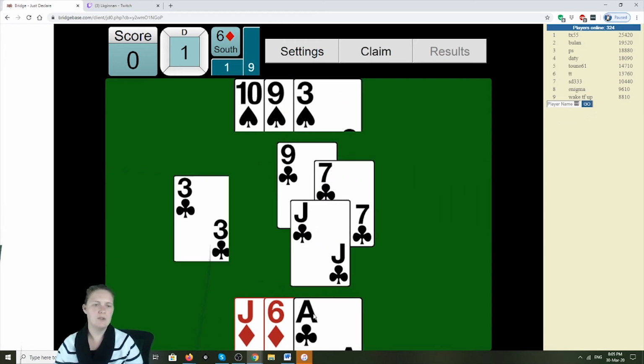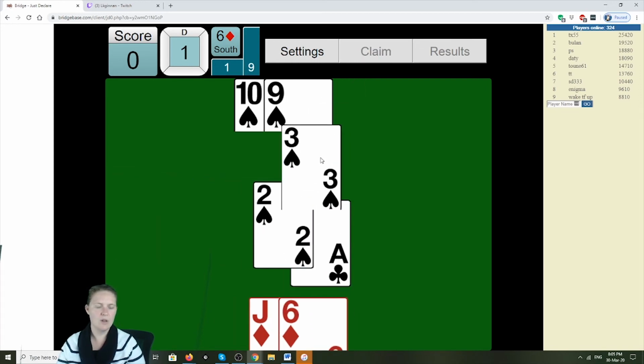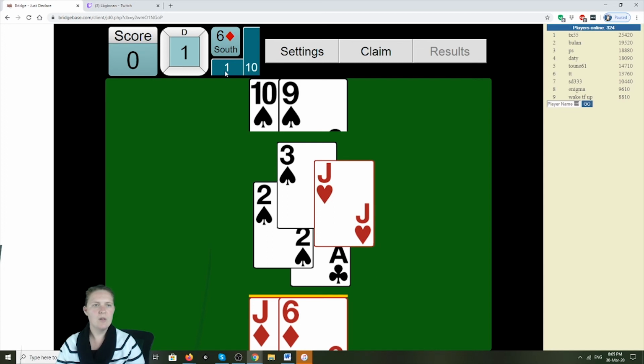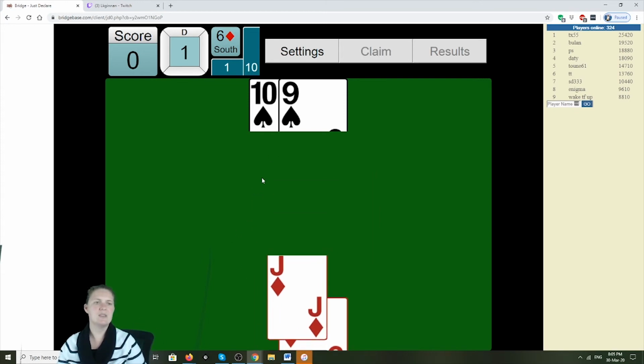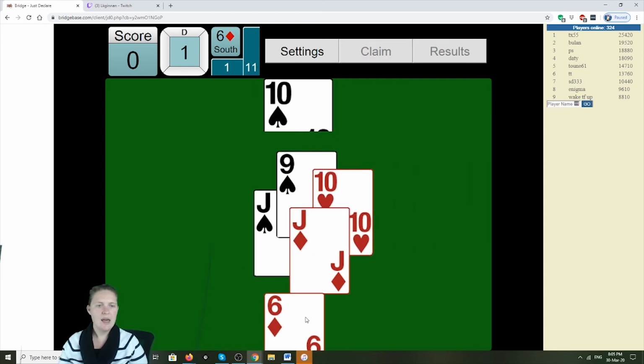So this is how you use the Just Declare function on Bridge Base Online. The key parts as well, up the top here under 6 diamonds, the horizontal tricks are the ones that I've lost. And in the vertical pile, think of it as though you were scoring your tricks at a table. If it's vertical, they're the tricks that I have won. And again, if you try to click from the wrong hand, it's just not going to let you. You have to look for where this yellow bar is and make sure that you're playing from the correct hand.